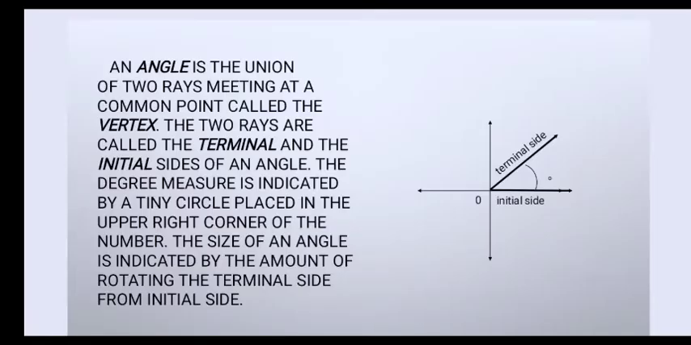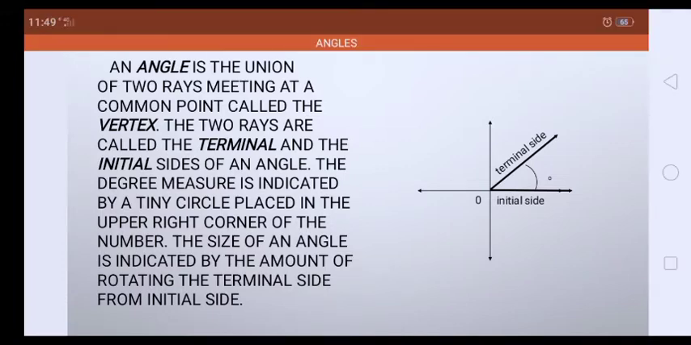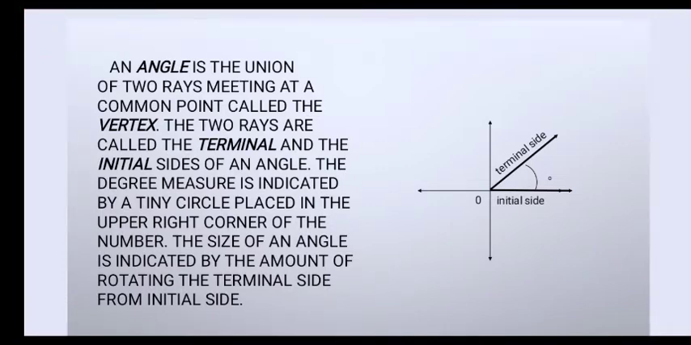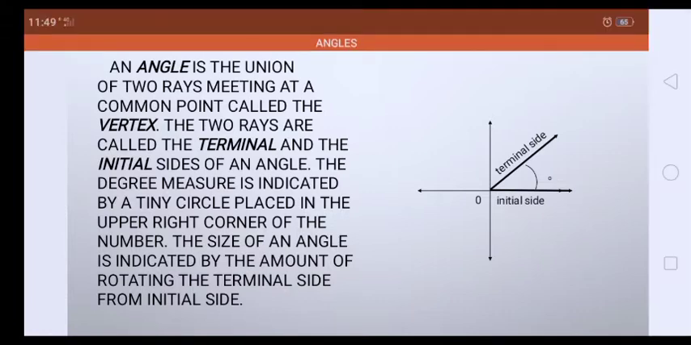An angle is the union of two rays meeting at a common point called the vertex. The two rays are called the terminal and the initial sides of an angle. The degree measure is indicated by a tiny circle placed in the upper right corner of the number, like 35 degrees, the degree is placed on the upper right corner of 35.